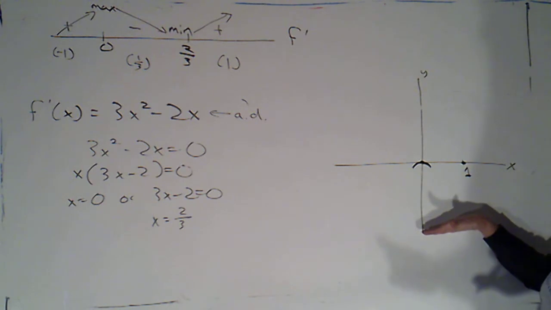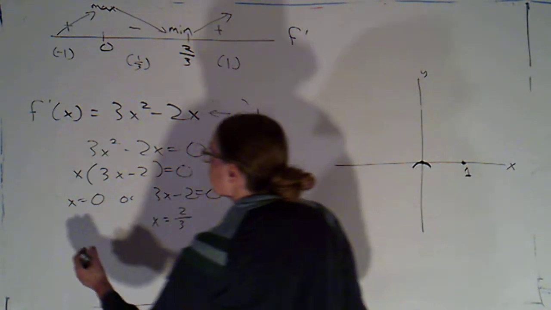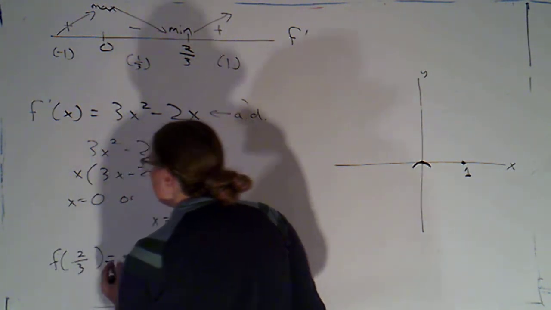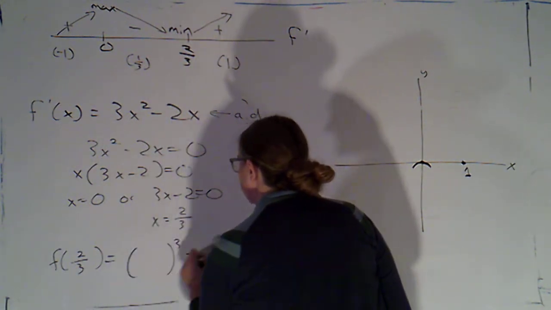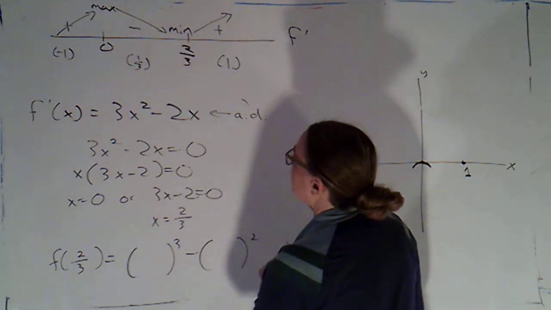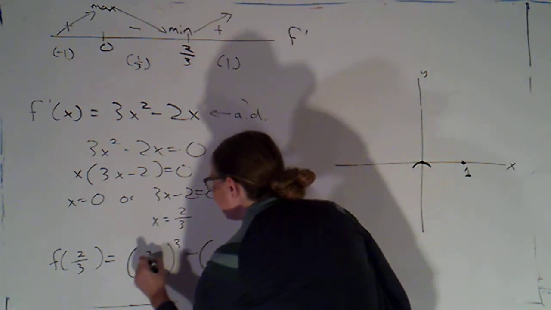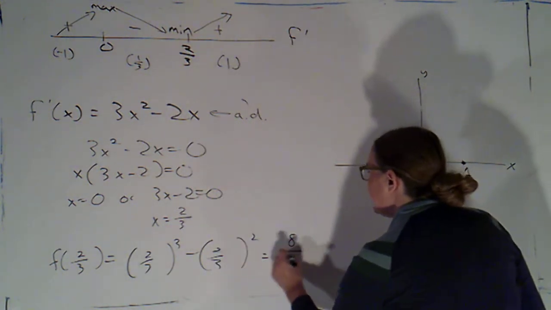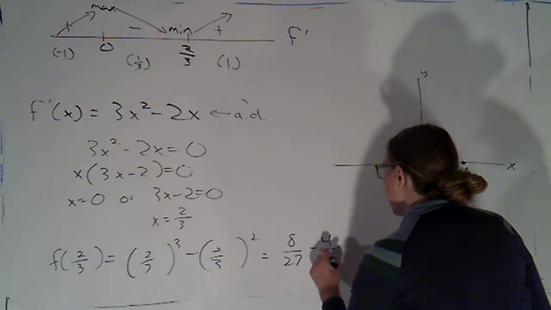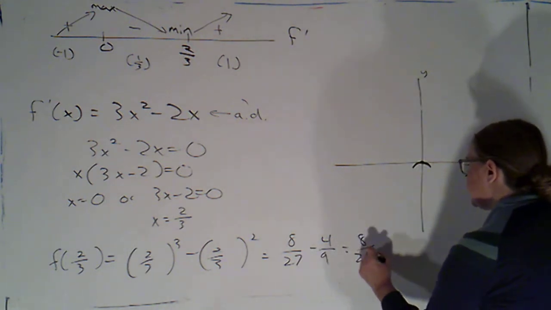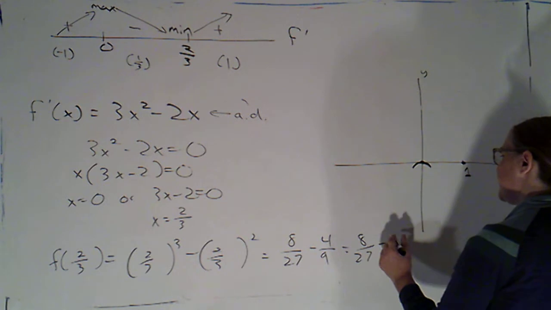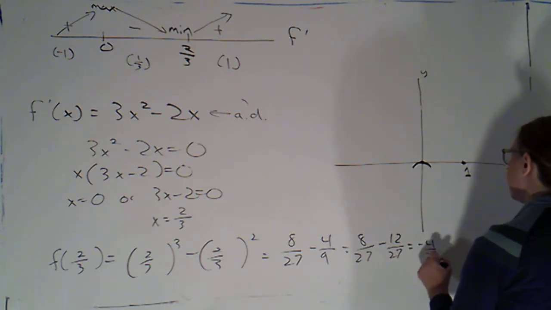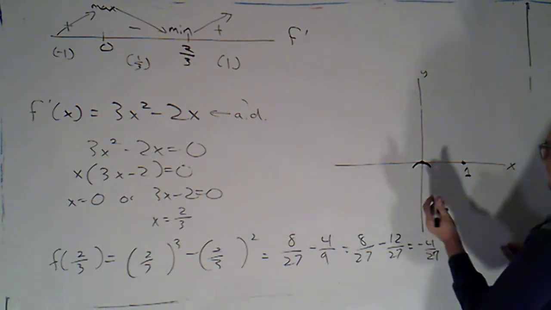I want to know how low down to go. So let's take a look. F of 2/3, my function, remember, was x cubed minus x squared, I think. Yes. Okay. So 2/3 cubed minus 2/3 squared. So let's see, that's going to be 8/27 minus 4/9, which is 8/27 minus, times 3/3 is going to give me minus 12/27. So negative 4/27.